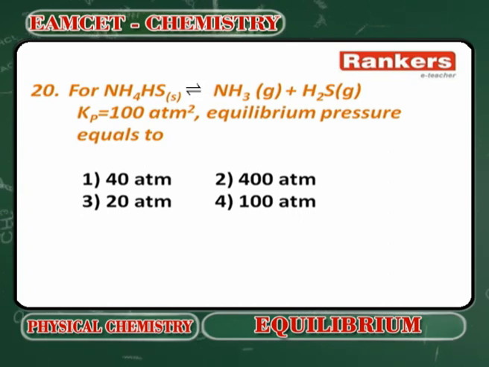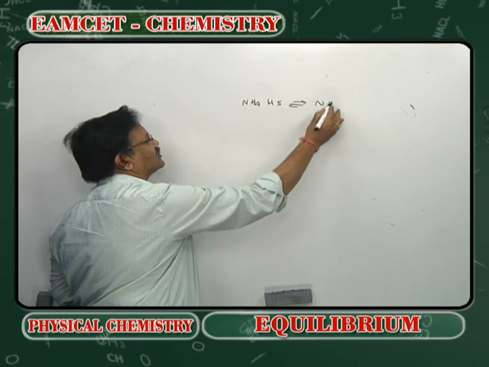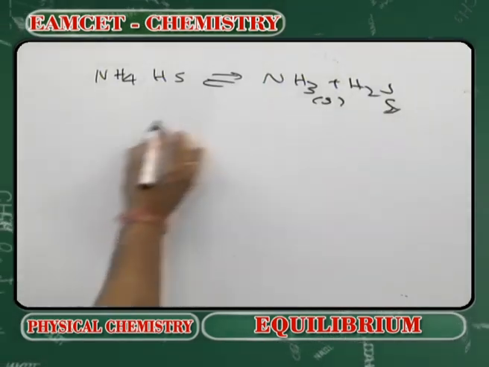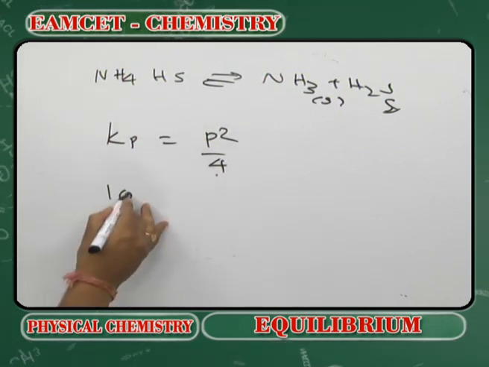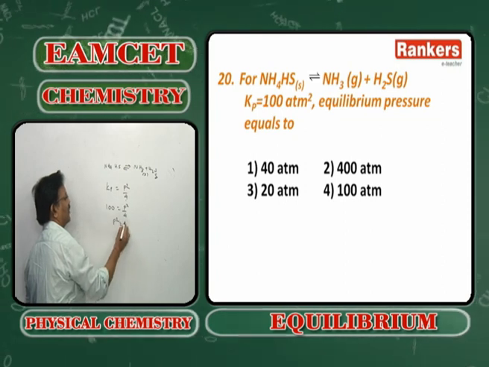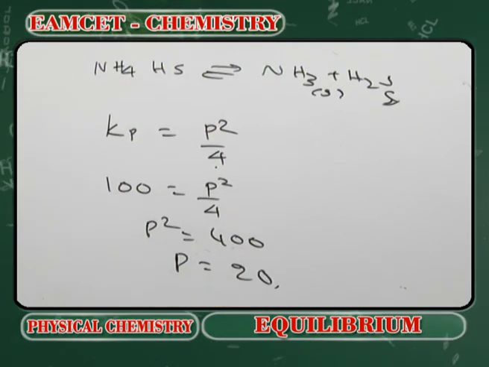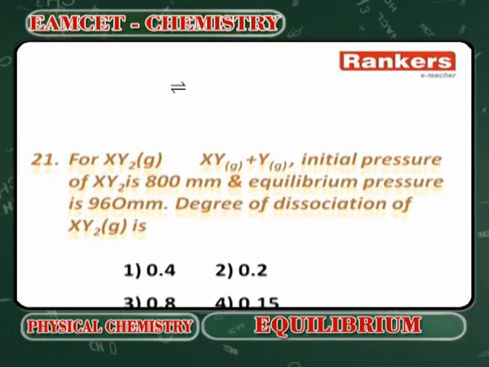NH4HS. Just now we have discussed this equilibrium. NH4HS giving rise to NH3 plus H2S. What is the Kp value? Kp is equal to P square by 4. 100 is equal to P square by 4. So P square is equal to 400. P is equal to 20. Option 3 is the answer. Move on to the next question.